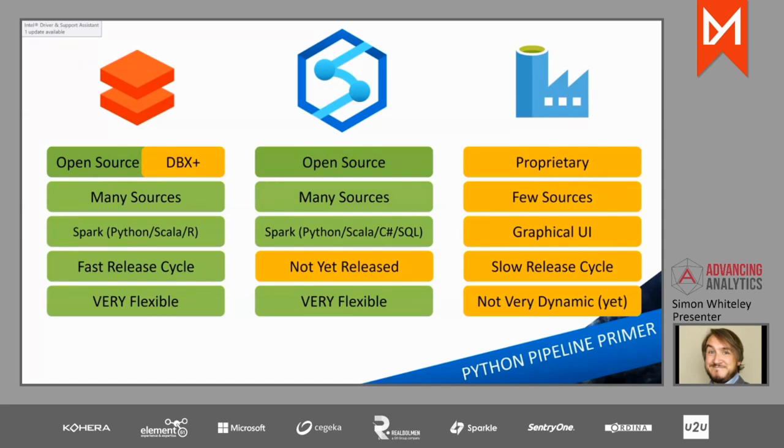It's got some extra things. So you can write C# in Spark if you're in Synapse. You can't do that in Databricks. But currently you can't write R in Synapse, but you can in Databricks. So it's all a bit of a toss-up. Databricks is what we're here to talk about today, so we'll crack on with that.